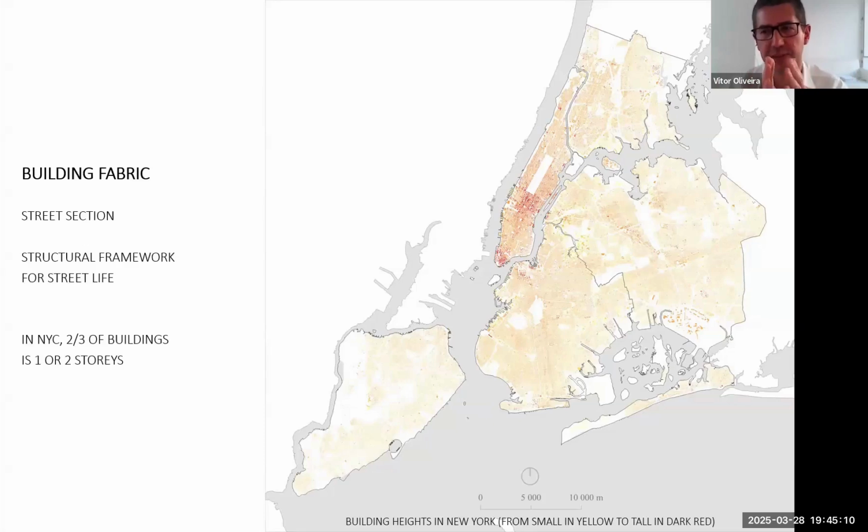It is the structural basis for many other important decisions to be taken. For instance, what is the ground floor going to be? What is the division between space for cars and space for pedestrians? Will I have trees in my street? So it really is the structural framework for street life.